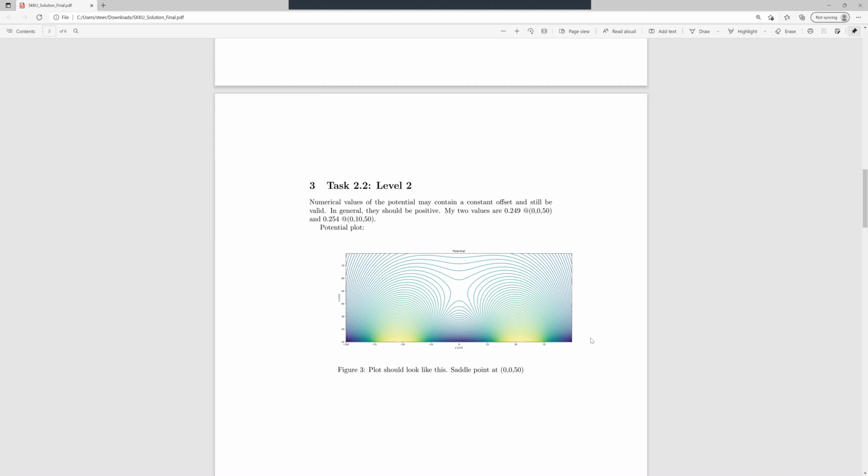You can see for the entire plot, you end up with a saddle potential as shown here, with a saddle point, the center of our trap, at 0, 50. 0 and 50? Yes.